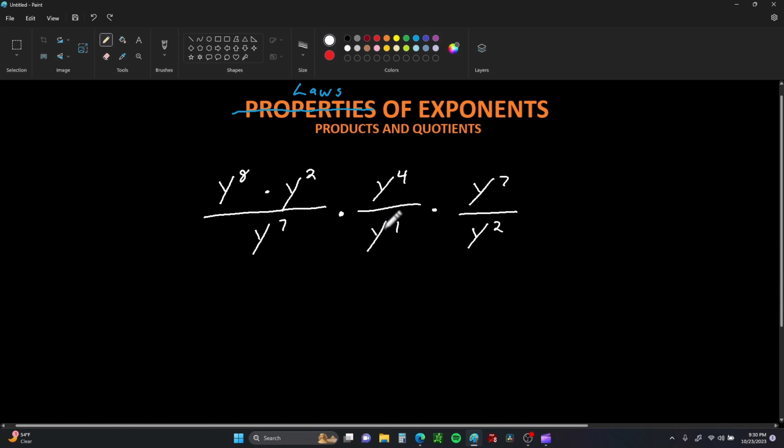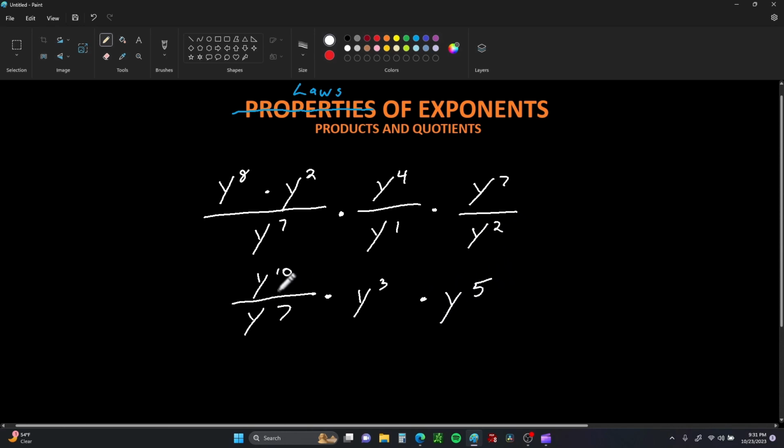So I tried to make something that looked ugly, but the truth is just handle this in steps and you'll be fine. I would treat each one of these fractions as individual problems. So I would do the product first here, and I would have y to the 8th times y squared is y to the 10th. I'm simply adding the exponents, and I'm dividing by y to the 7th. The next one, I don't have anything other than the division, so I'm just going to subtract the exponent. So this one would just be y to the 4 minus 1, which is y to the 3rd. And this one would just be y to the 7th divided by y squared, which is y to the 5th.